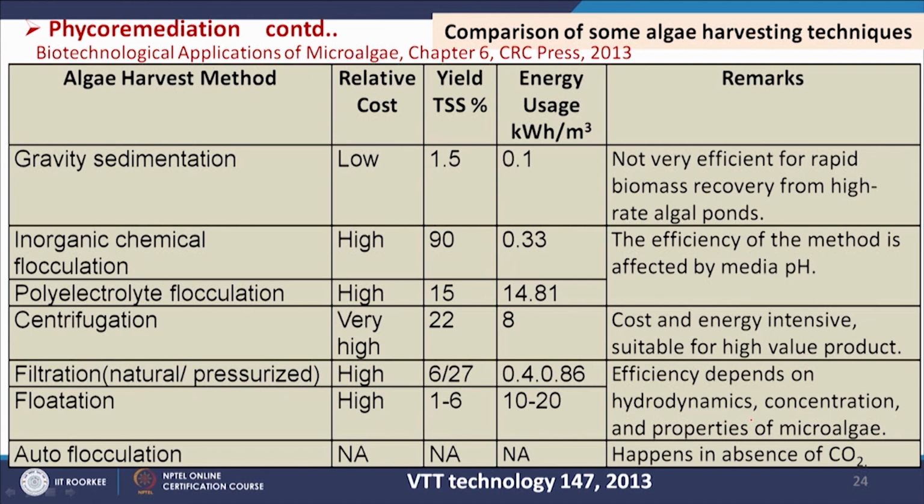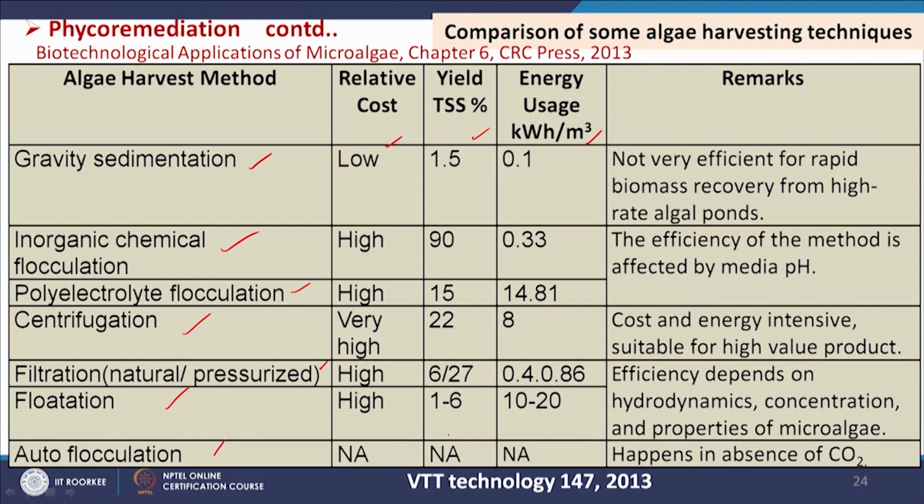This slide gives us some comparison of algal harvesting techniques, like gravity sedimentation, inorganic chemical flocculation, polyelectrolyte flocculation, centrifugation, filtration, natural and pressurized, and flotation and autoflocculation. If we compare the relative cost, TSS yield percentage, that is, what is the percentage of solid we are getting, or energy usage, then we see this is the scenario: different methods, different relative cost, different TSS yield, different energy usage.